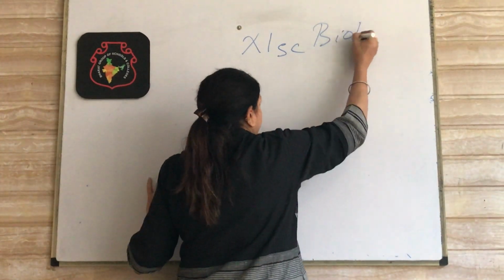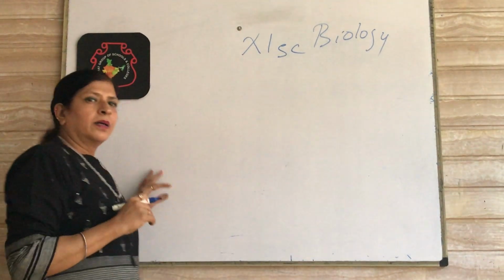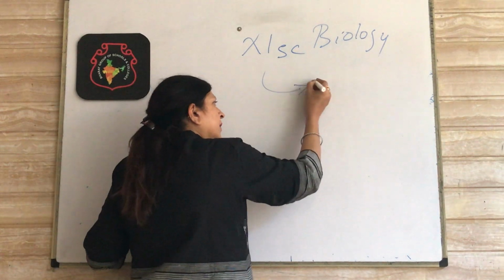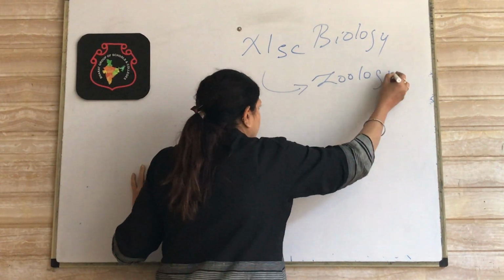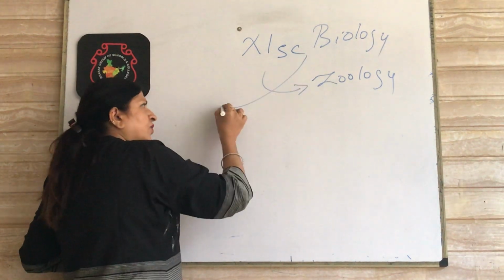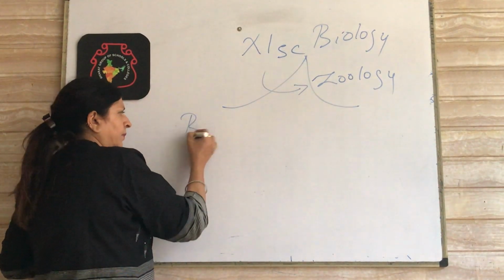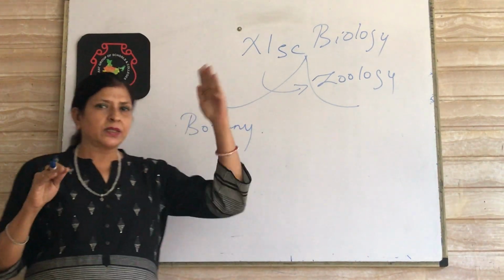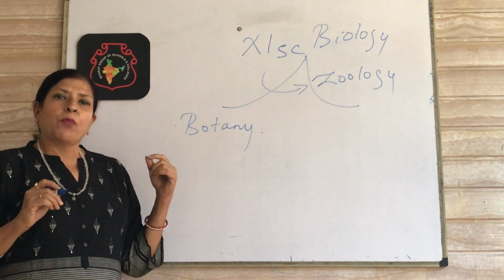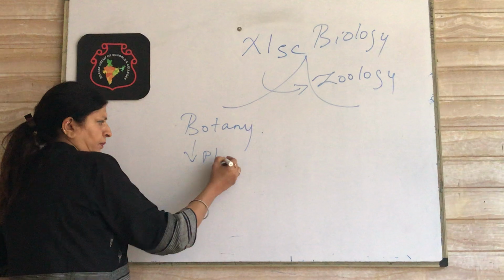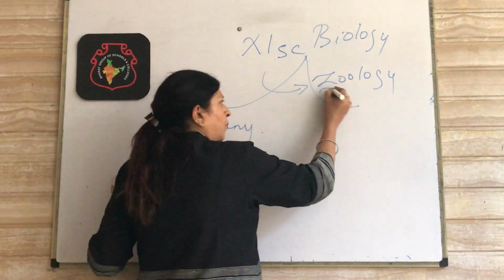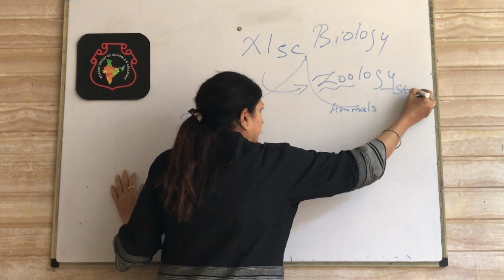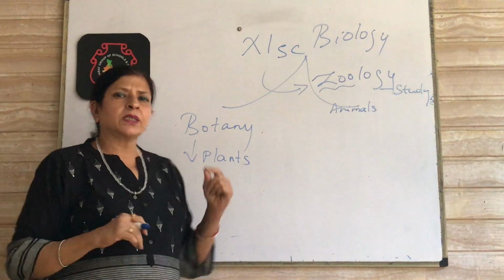As we did the first two chapters, I now take up a topic from zoology. Let me just briefly tell you that biology is broadly classified into botany and zoology. Botany is study of plants, and zoo means animals, logy means study. Zoology is study of animals.